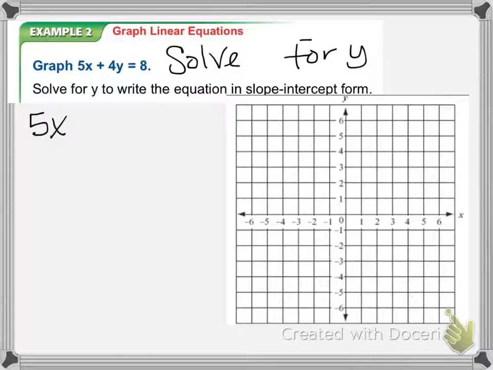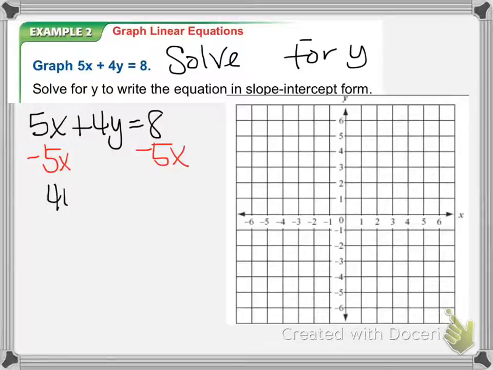So you start by getting rid of your x value. So on both sides of the equation, you're going to subtract 5x from both sides, okay? And then that's going to leave you with 4y equals, put your negative 5x first because that's going to be part of your slope, okay? That's going to be part of your m. Now, to get the y by itself, you need to go through and you need to divide by 4.